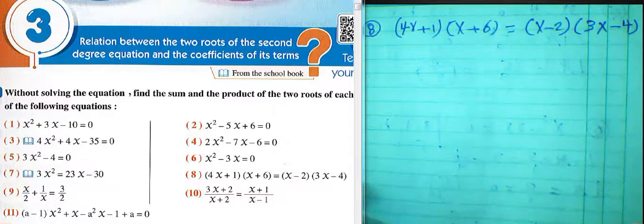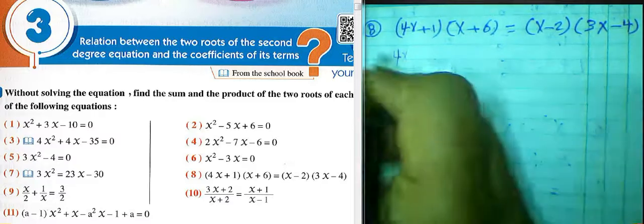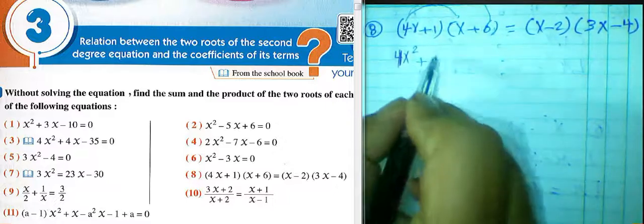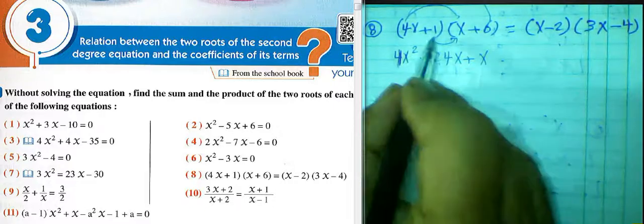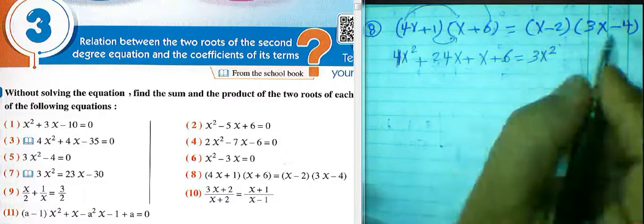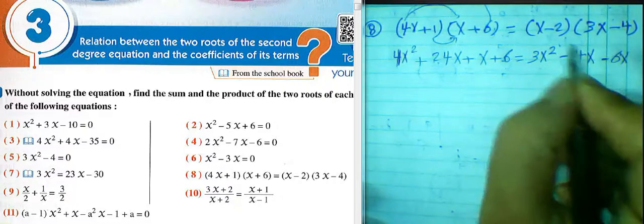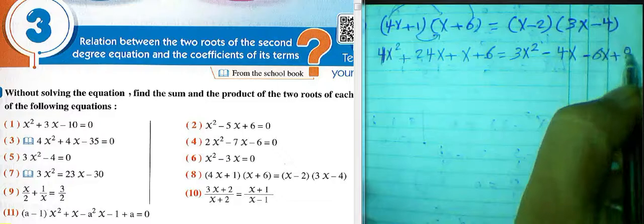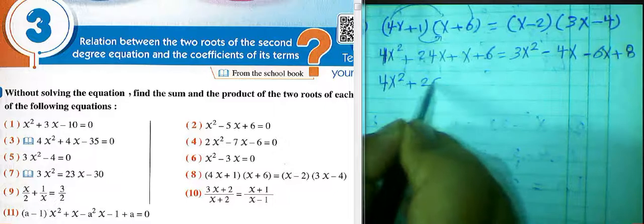Look at it now. We distribute: 4x multiply x equals 4x power 2, 4x multiply 6 equals 24x, 1 multiply x equals x, 1 multiply 6 equals 6. On the right, x multiply 3x equals 3x power 2, x multiply -4 equals -4x, -2 multiply 3x equals -6x, and negative times negative equals positive, 2 times 4 equals 8. Four x power 2 plus 25x.